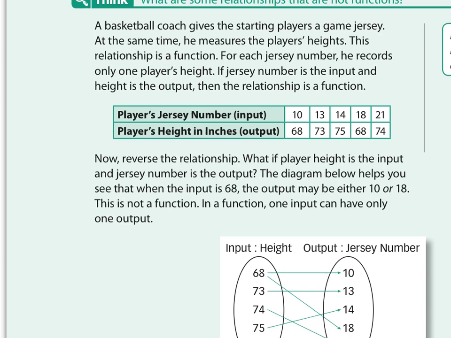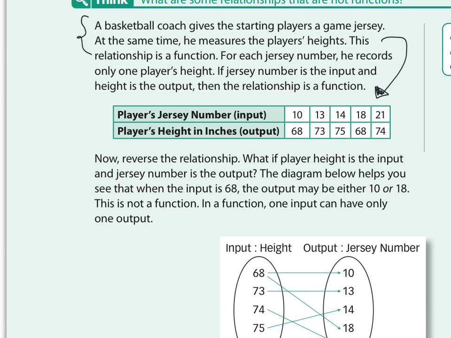But we've got a coach, and we're going to see if we have a function. It says a coach gives each player their game jersey, and at the same time he figures out how tall they are. That's all up here in this part right here. And it says this relationship is a function, and we see this relationship right down here in this table.